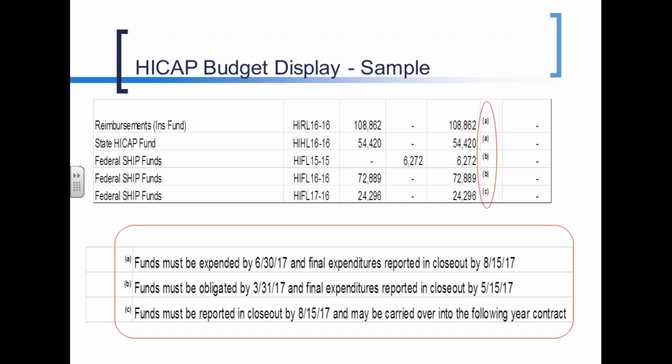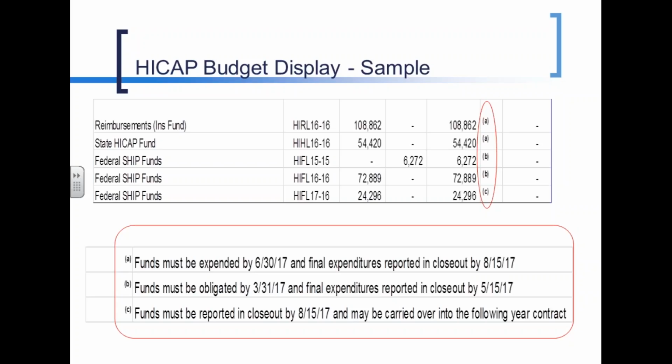Footnote B, which is the third and fourth line item on that display there, those funds must be obligated by March 31st, 2017. That's when the HICAP grant is finalized, or ends, excuse me, and so those final expenditures then would be reported in the closeout on May 15th, 2017. Now this is required because we need that for our federal reporting. And again, it's aligning with the timeline to report to the federal government.